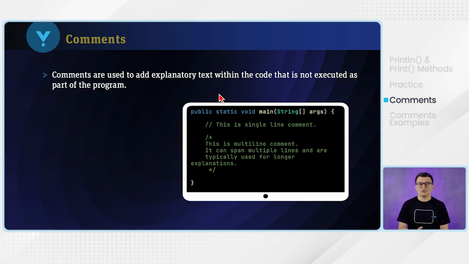So in Java, we have comments. Comments are used to add explanatory text within the code. But the explanatory text that you add within the code will not be executed as part of the program. So you can give those comments in your code to make your code more readable and understandable to the user. But those comments will not affect the actual output of your source code, okay? Because they will not be processed.